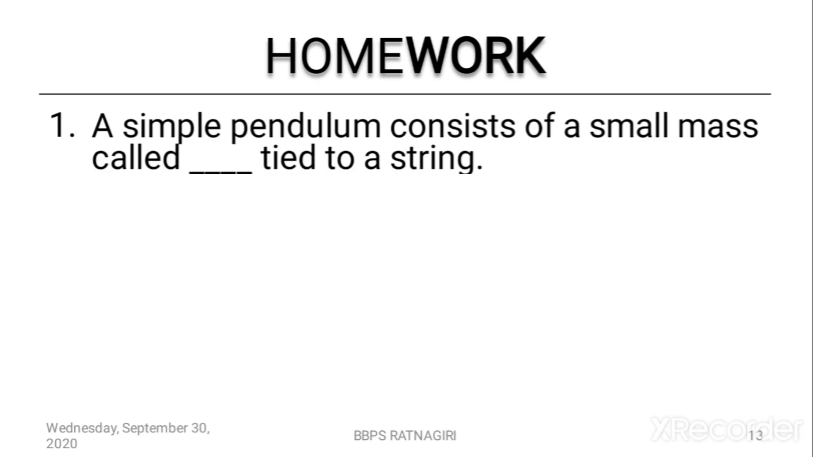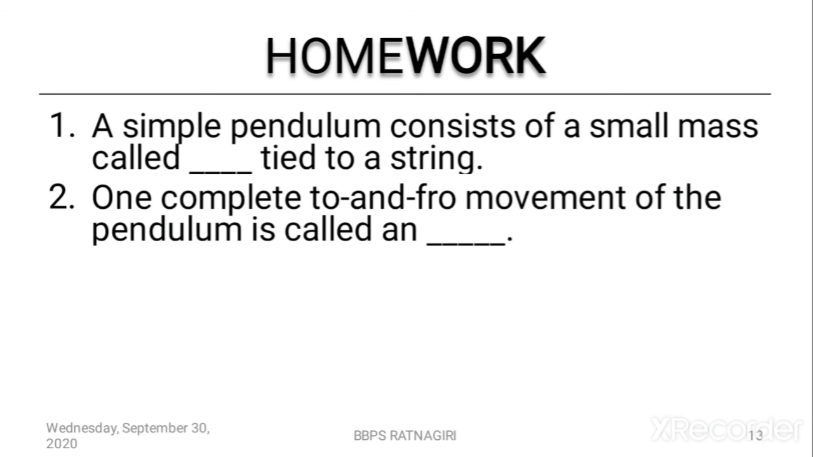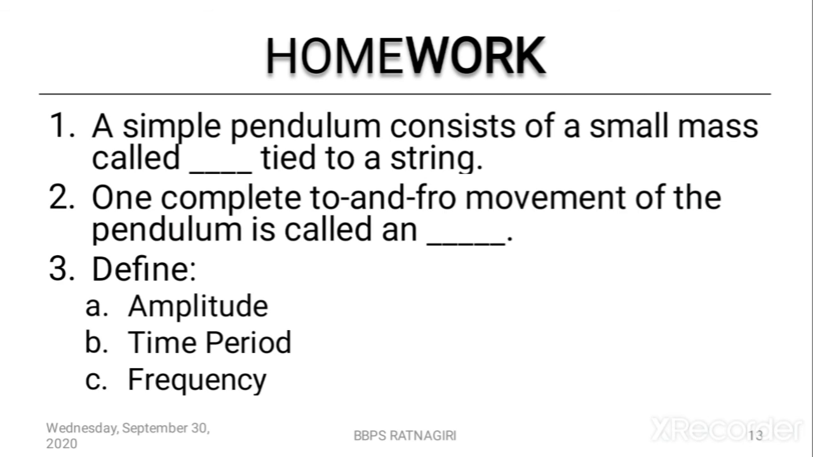Now what is homework? You have to solve few questions. Simple pendulum consists of small mass called dash, which is tied to a string. Then one complete to and fro movement of the pendulum is called dash. Then your third question is you have to define few things: amplitude, time period and frequency. So these are the things for today's assignment or homework, you can say. Solve it and let me know.